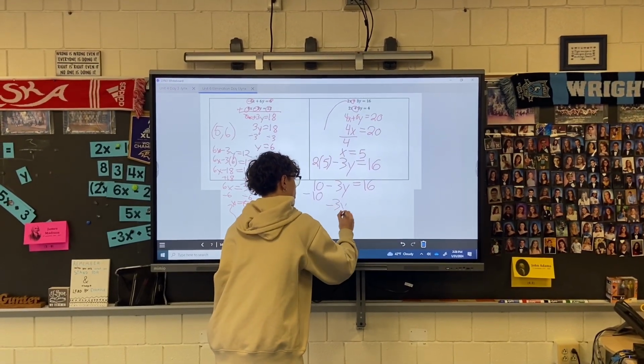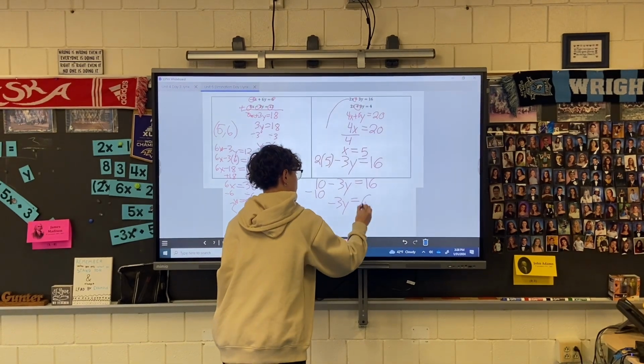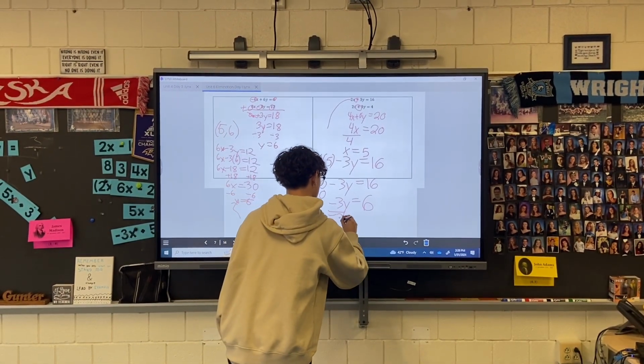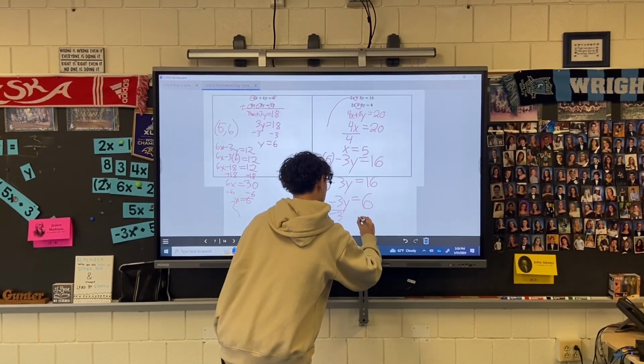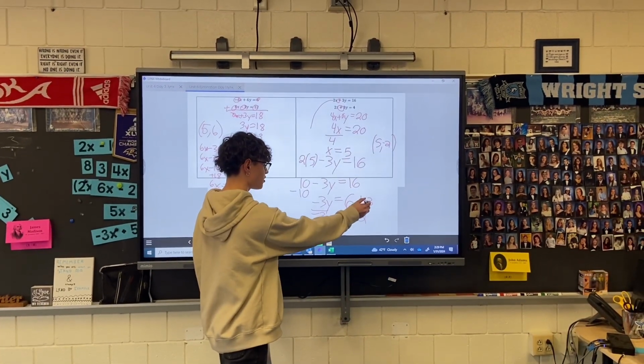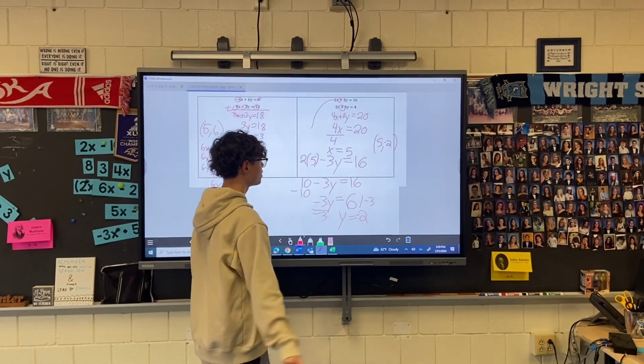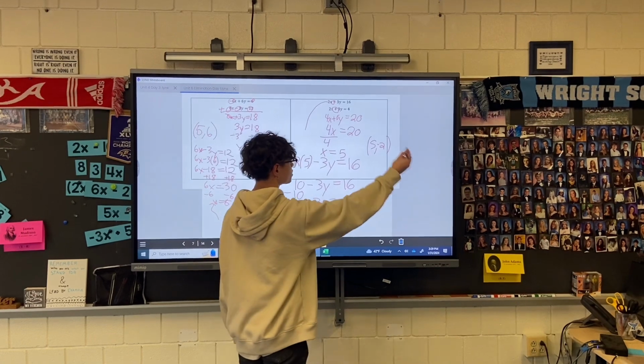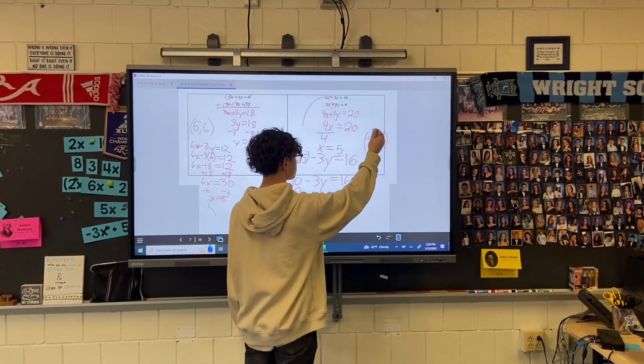Get -3y equals 6. And one last thing, we have to divide by -3. And 6 divided by -3 is y equals -2. And then our ordered pair is going to be x equals 5, y equals -2. So we get 5 and -2.